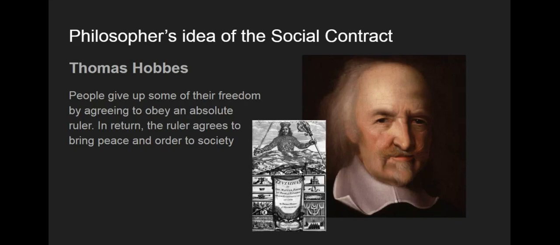This is part of the book cover of his very famous book called The Leviathan. So Hobbes believed that people give up some of their freedom by agreeing to obey an absolute ruler. In return, the ruler is agreeing to bring peace and order to society.